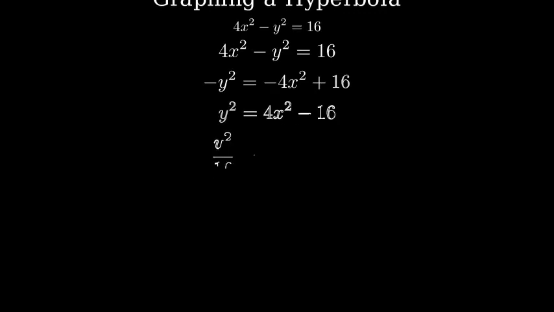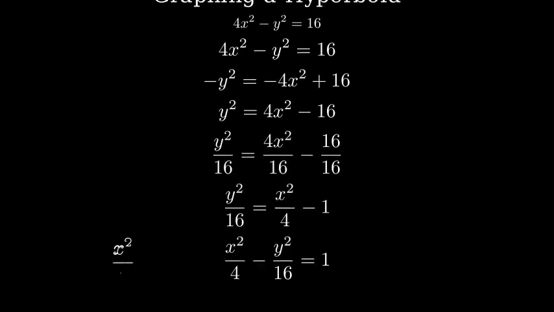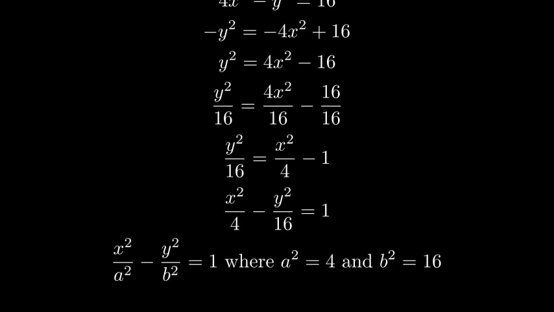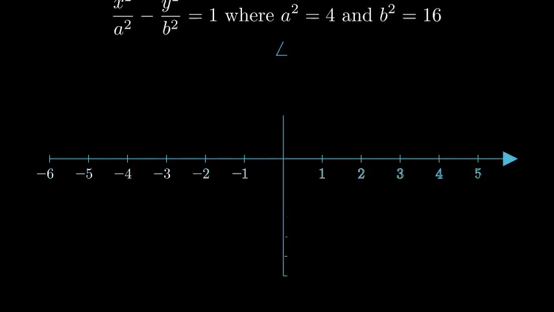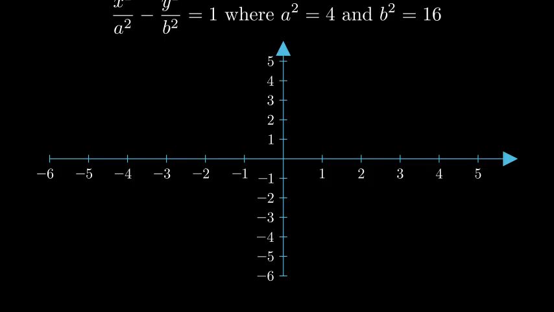Today we'll learn how to graph the hyperbola given by the equation x squared minus y squared equals 16. First, let's get this equation into standard form. Looking at the standard form, we can identify that this is a horizontal hyperbola since x squared appears first with a positive coefficient. Let's set up our coordinate system and identify the key features.